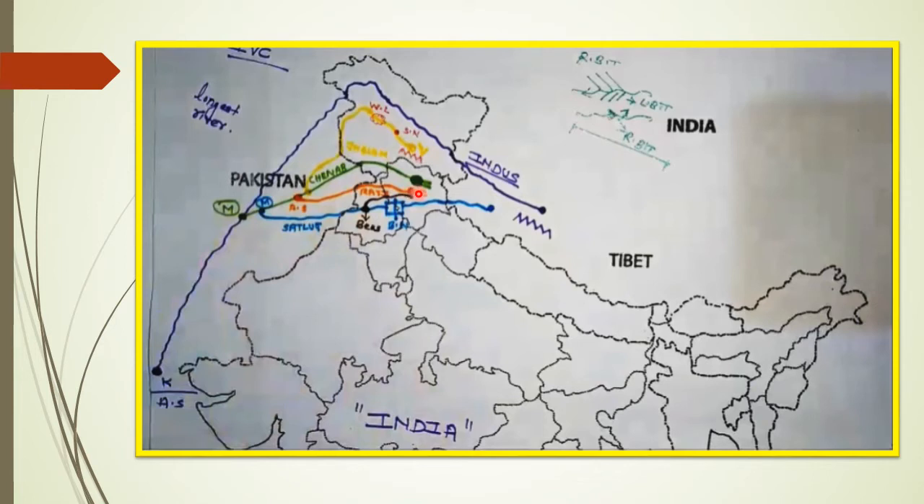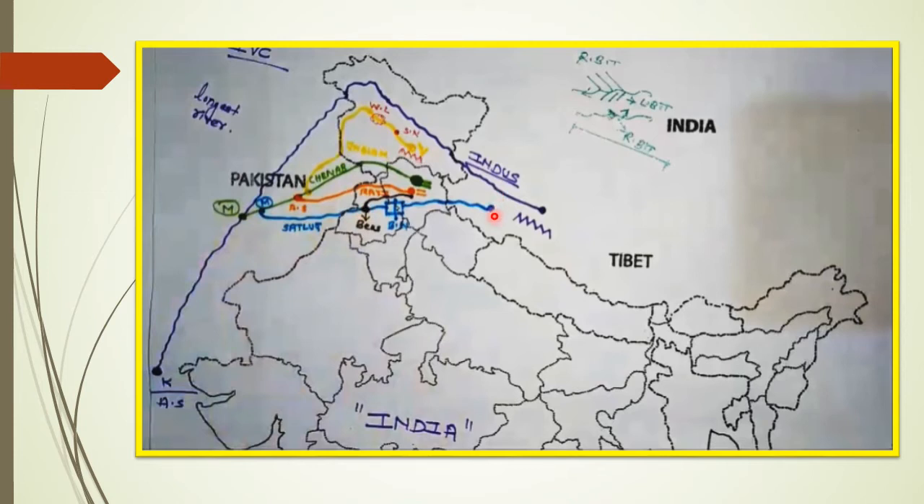Here on this river we have the Bhakra Nangal Dam. Then another river which is originating in Himachal Pradesh is Beas, okay, and it joins the Satluj river, which again joins the main Indus river. So these are the 5 rivers.